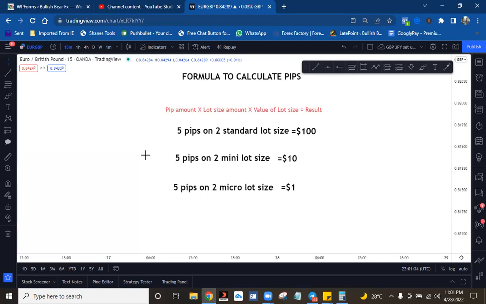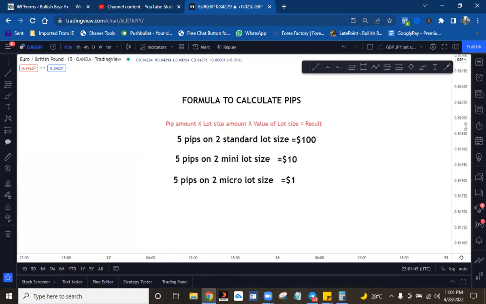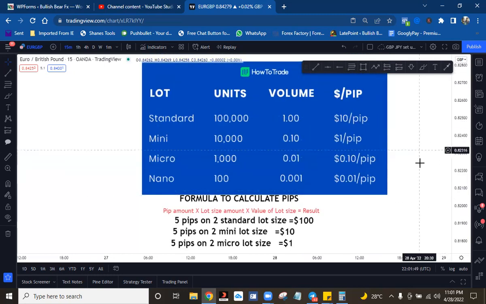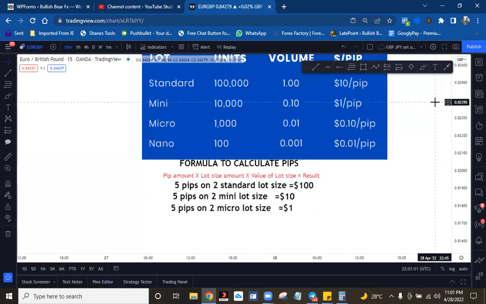What's the difference between pips and ticks? The pip is the smallest digit that flows up or down in the price.